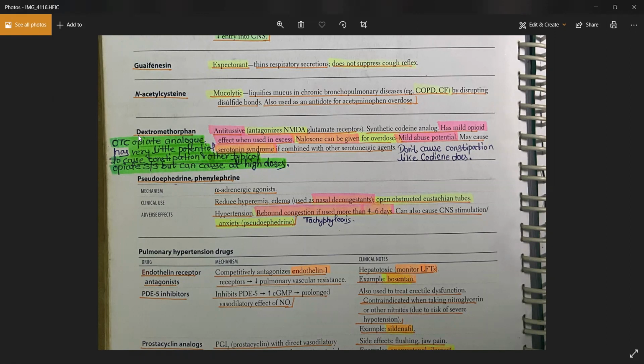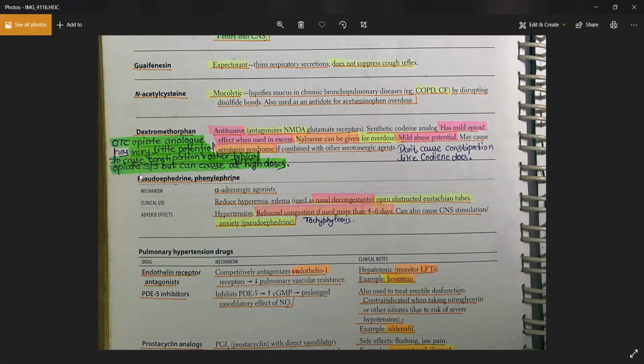So that was about dextromethorphan, which is basically an NMDA receptor antagonist as well as an opioid agonist. In case of intoxication, give the patient naloxone. It has only mild effects of the opioid. So at normal dosage it won't cause any kind of constipation, right? But at higher doses, it can cause constipation even.